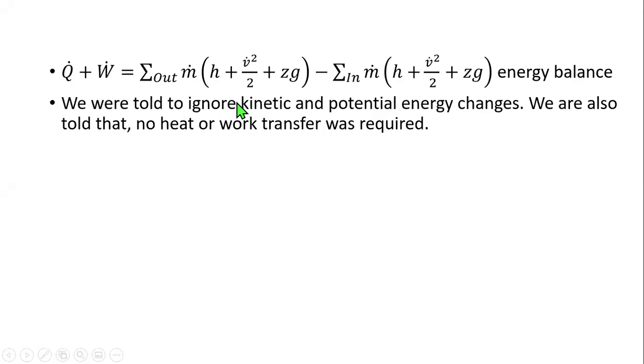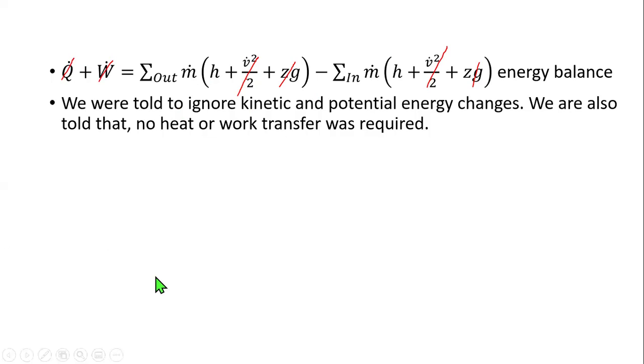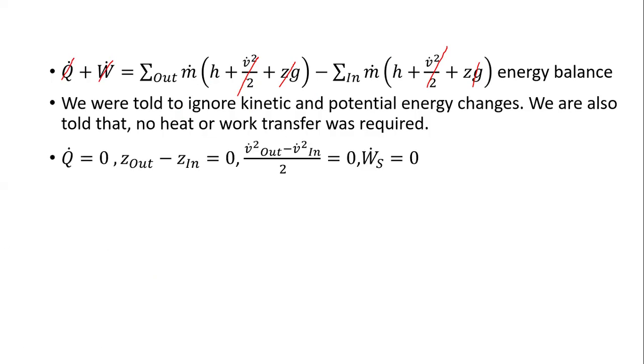Now the question told us to ignore kinetic and potential energy changes. They also told us that there is no heat or work being transferred. So in effect, if we are taking out kinetic energy, this goes away, that goes away. Potential energy, this goes away, that goes away. Heat and work, this goes away, that goes away. So all we are left with are the enthalpy terms.